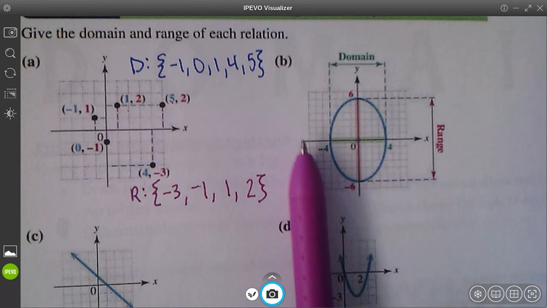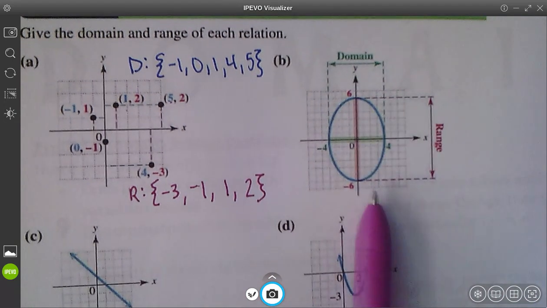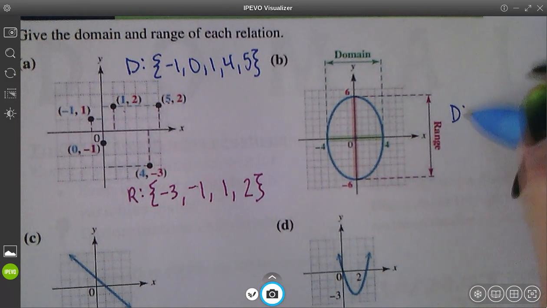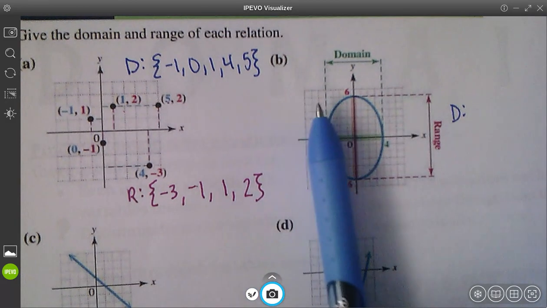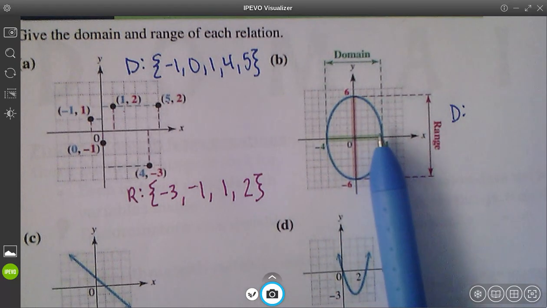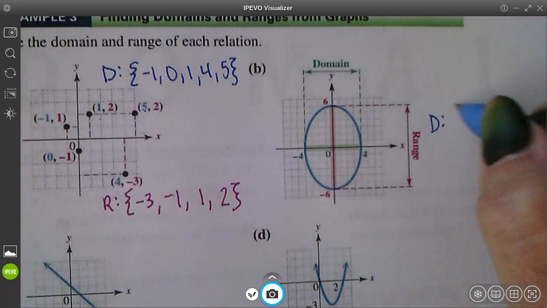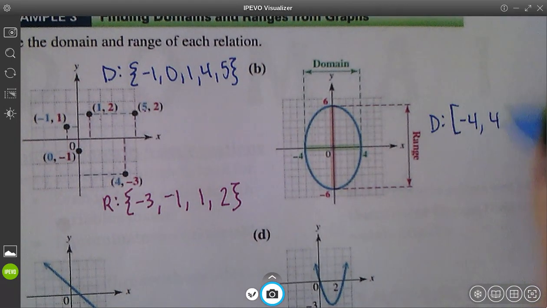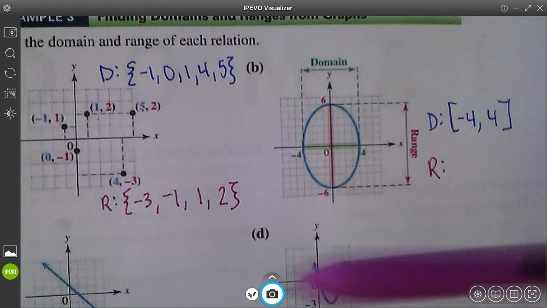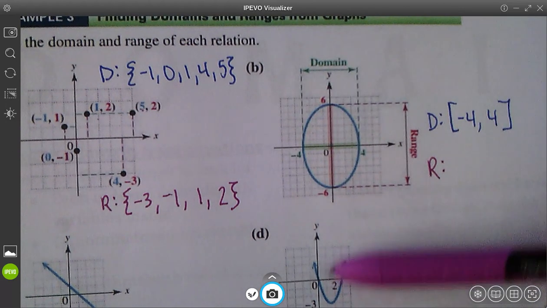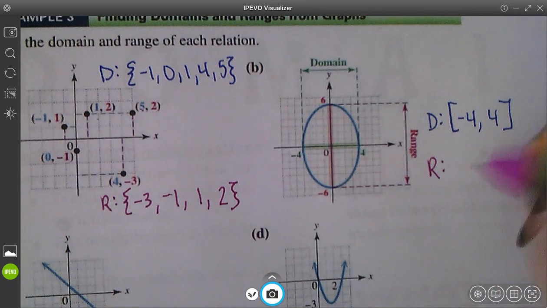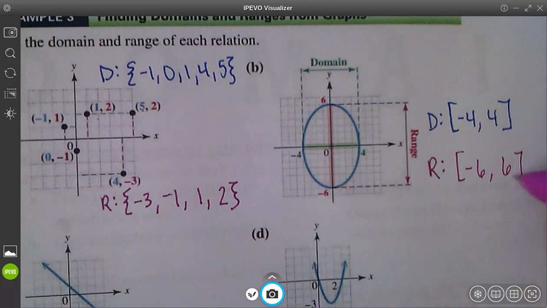Now letter B is different because it is connected dots, so I need interval notation. So going from left to right for the domain, the first x value that the graph connects to is -4, and the last one is 4. Since there are actual dots there, I'm going to use closed brackets to include -4 and 4. The range goes from the bottom to the top of the graph. The first y value is -6, and the last y value is 6. So that will be closed bracket from -6 to +6.